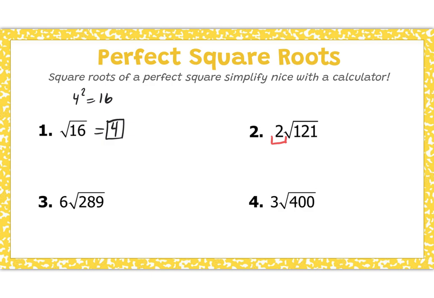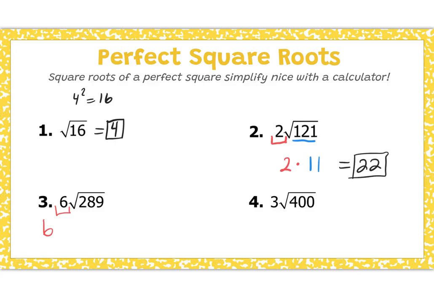I want to identify the square root of 121. That number is 11. Now I can multiply by that coefficient, the number that was in front of the radical, so this gives me 22. Then in 3, I have 6, another coefficient that I'm going to hold on to. And then I have the square root of 289.